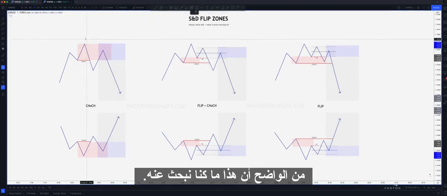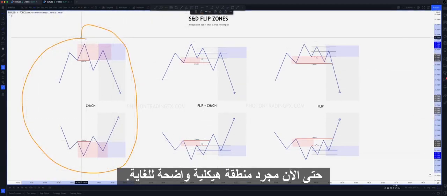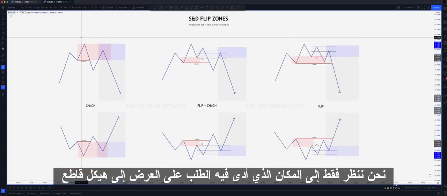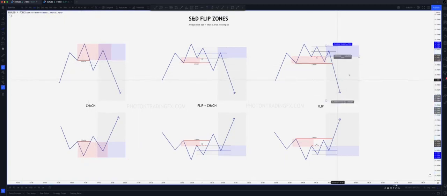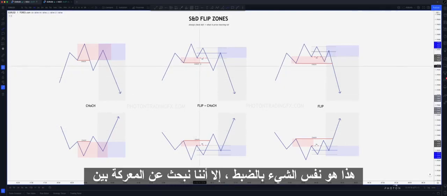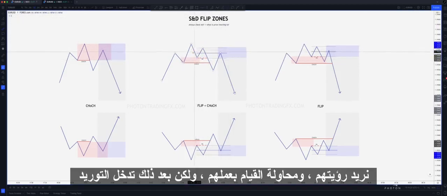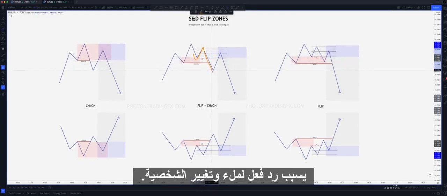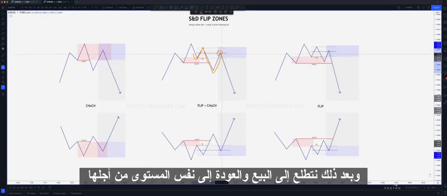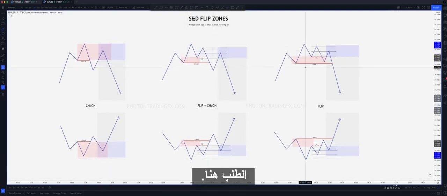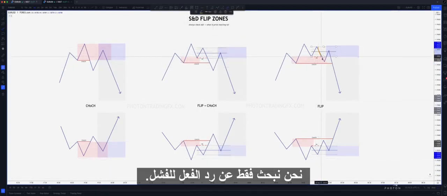This is obviously what we've been looking at so far, just a very clear structural zone. We're just looking at where supply and demand led to a break of structure to try and validate the zone. This is the exact same thing, except we look for the battle between supply and demand first, right? The major key here is to see that reaction. We want to see demand try to do its job, but then supply step in, cause a reaction to fail and the change of character, and then we look to get short when price comes back into there. Same for demand. Here, we're only looking for the reaction to fail.